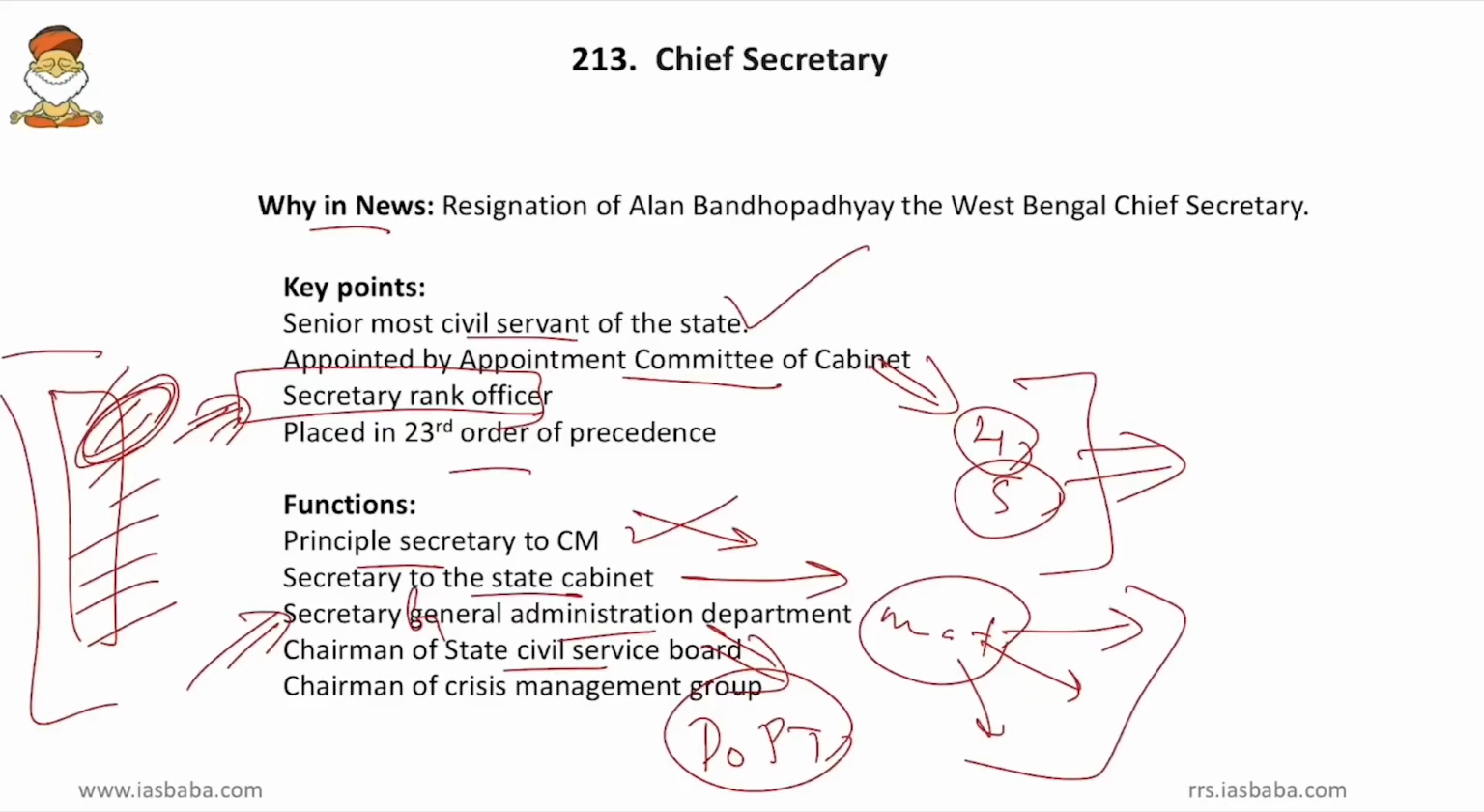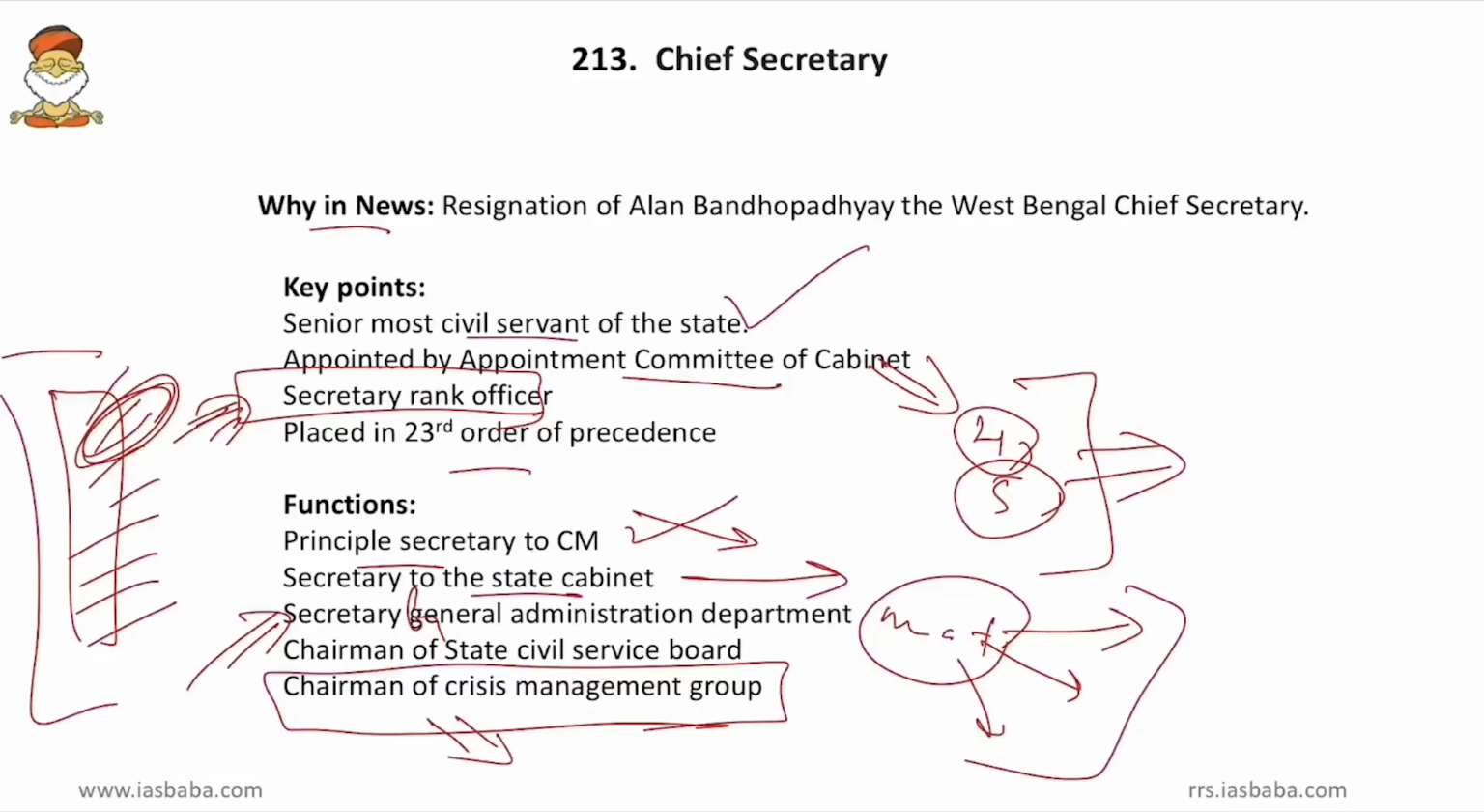Then, chairman of the Crisis Management Group. So what is the Crisis Management Group, friends? Every state, and even the center, has a crisis management group which caters to disasters and other acts of God. The Chief Secretary, as chairman of the crisis management group, looks after the relief and rehabilitation of the victims. So this is all about the Chief Secretary.